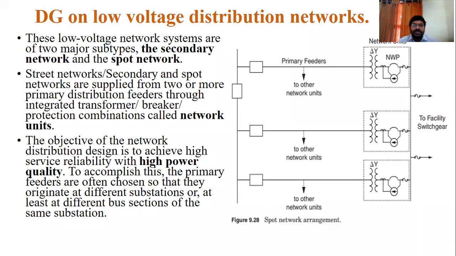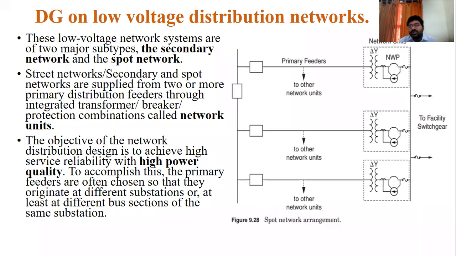Whatever it may be, the spot network and secondary network are powered by some sources that we call network units. These network units consist of some primary feeders as well as some transformers and protective equipment, all located at the substations.